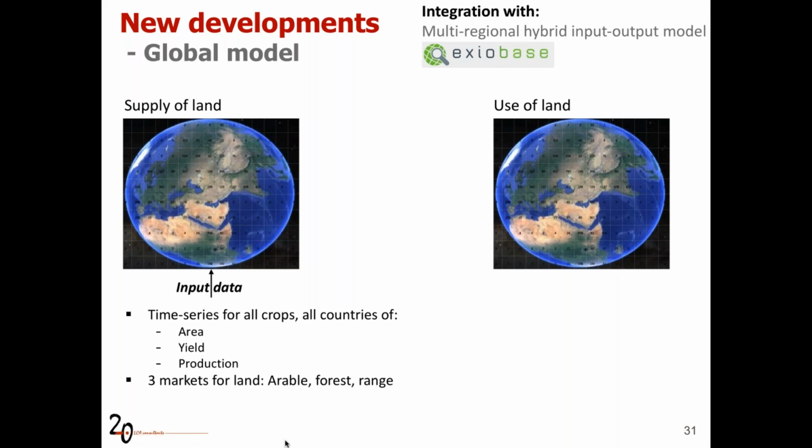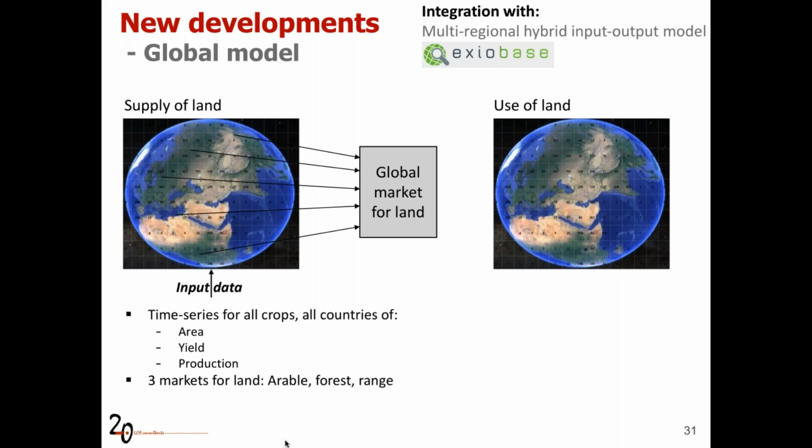When we have the production and we have the yield and area, we can trace historically how much of the additional crops comes from intensification, that's increase in yields, and how much comes from changes in the cultivated area. And we can do that for all countries in the world and the sum of all crops. So that is the supply side of land. And then we put all this land into a defined global market for arable land. We also did it for forest land and rangeland, but here I'm mainly talking about the arable land. So it all goes into a global market for land.